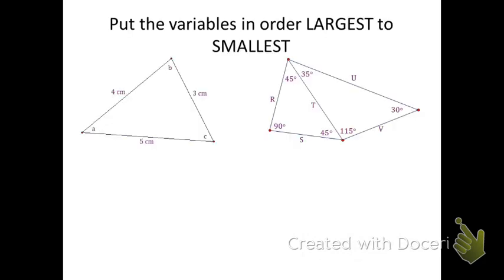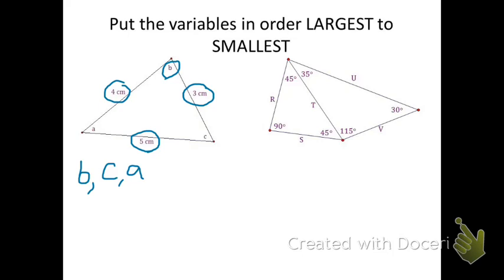So let's use that conjecture to help us order these variables. The question on the left is a lot easier. It says order A, B, and C, because those are the variables, from largest to smallest. So we look at the largest side first. That's going to be 5. So we know that angle B is the largest angle. So we'll put that first. And then angle C is opposite 4, which is bigger than side 3. So C has to be bigger than A.